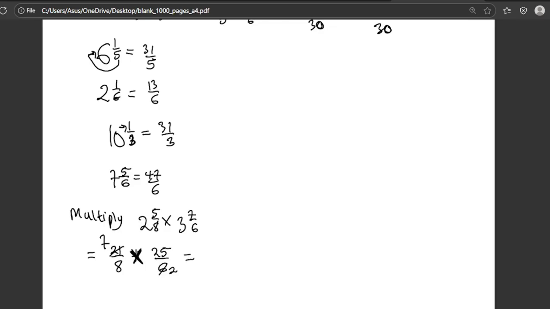Now simplify. Then multiply numerator by numerator, and denominator by denominator. 7 times 25, that's 175. And over 8 times 2, that's 16. That's the answer.